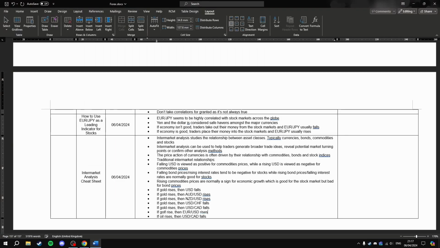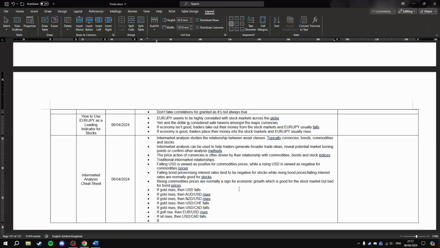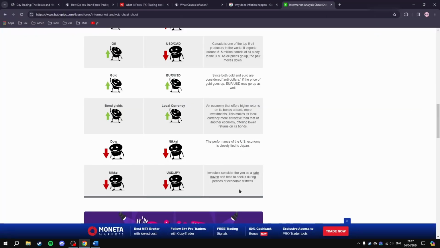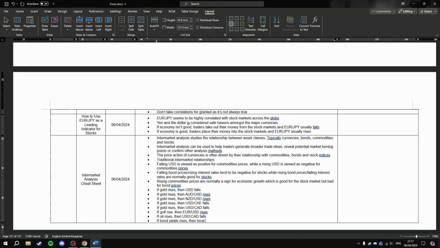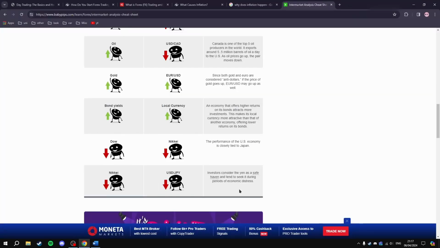Okay, so if bond yields rise, then the local currency rises. An economy that offers higher returns on its bonds attracts more investment. This makes its local currency more attractive than that of another economy offering lower returns on its bonds.